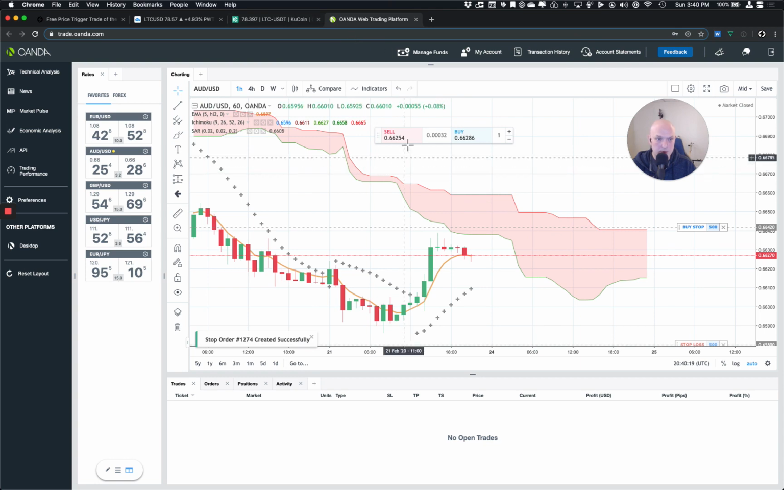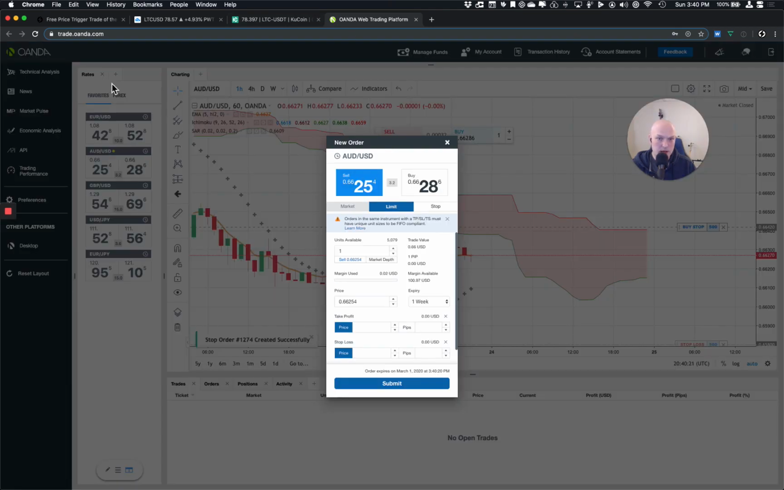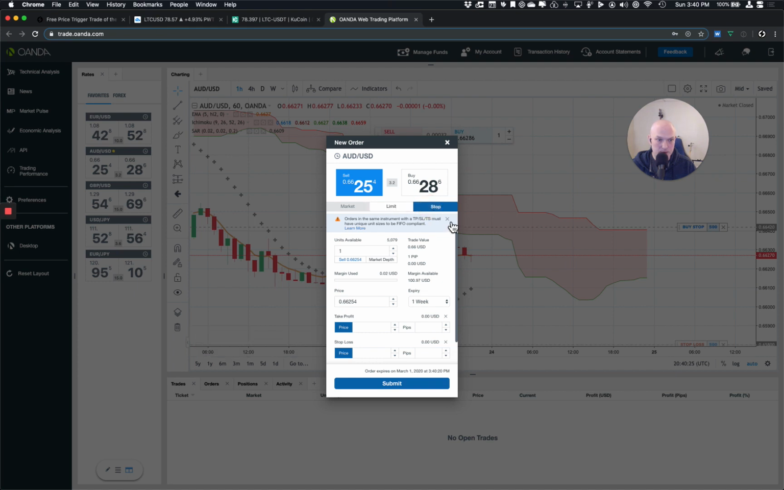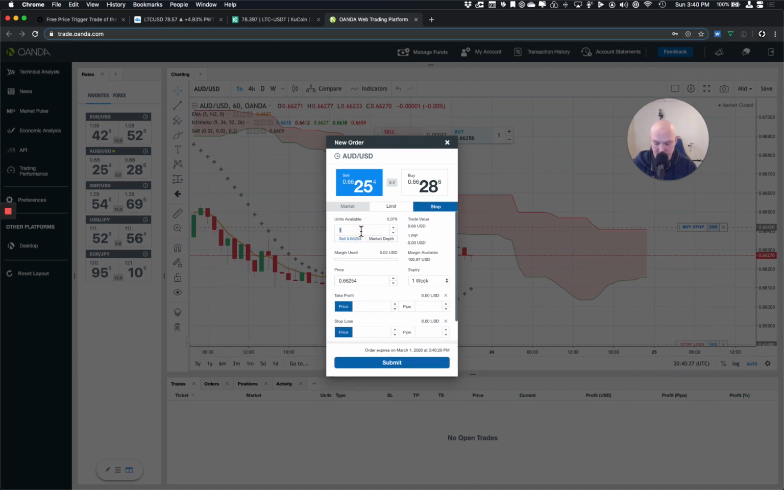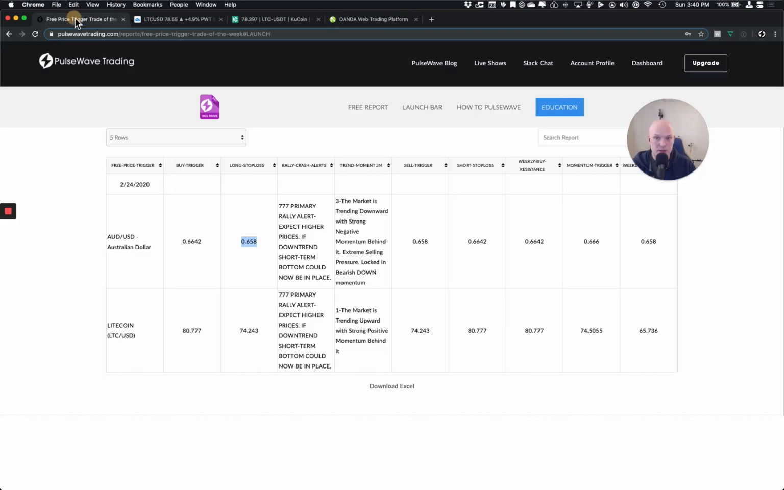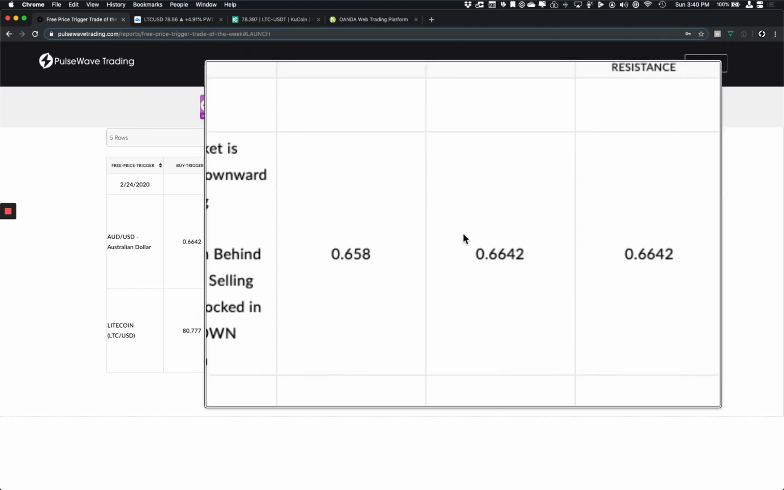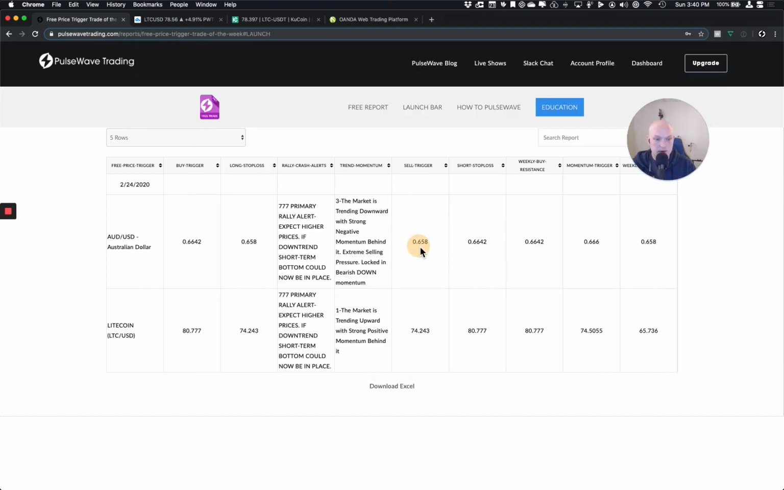And now I'm going to go short. I click sell. I go back, and first thing I do, I click stop, because that's the kind of order we want. And I already know I'm going to do 500. Cool thing with Forex is you can put your stop losses in at the same time. You could do that to a certain extent with crypto. But so sell trigger and short stop loss are right over here. So I grab that sell trigger.